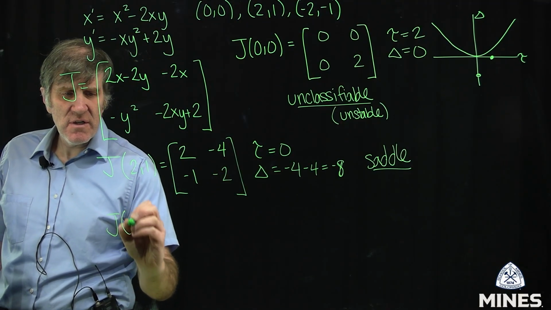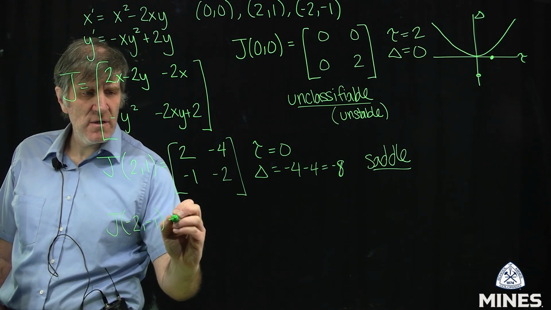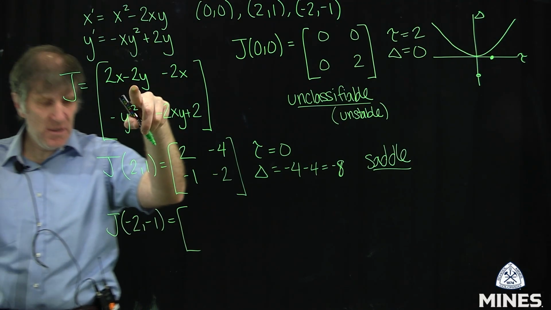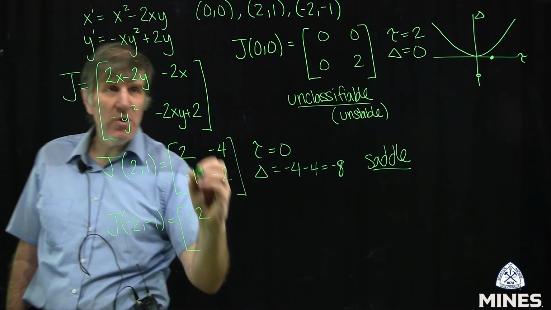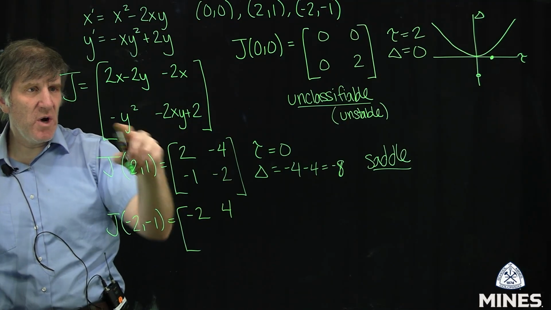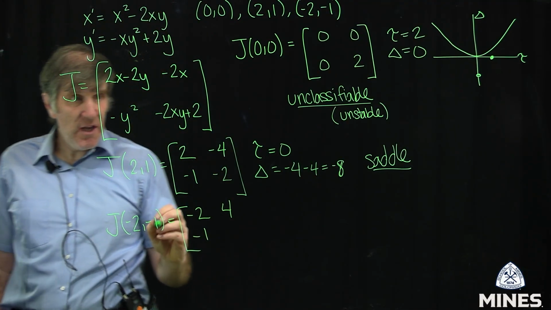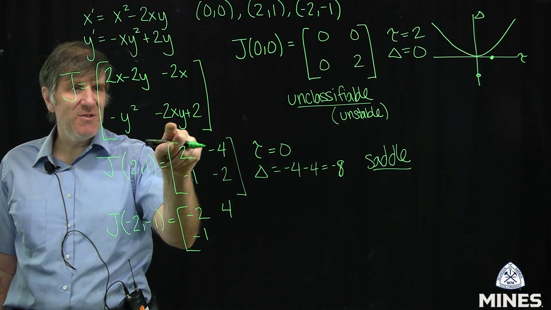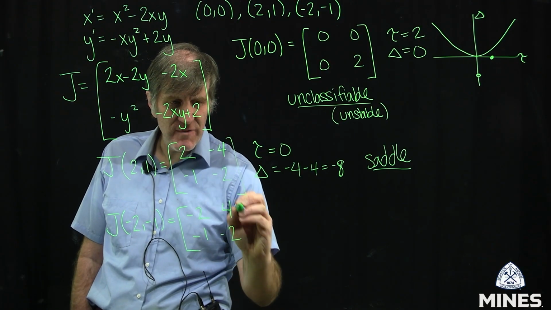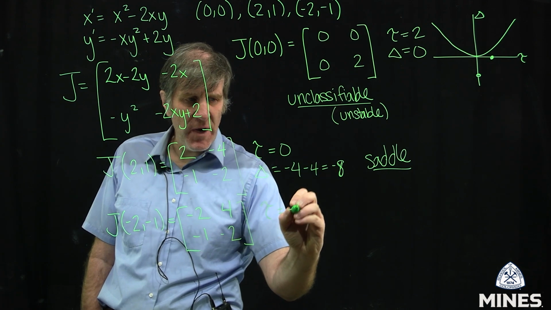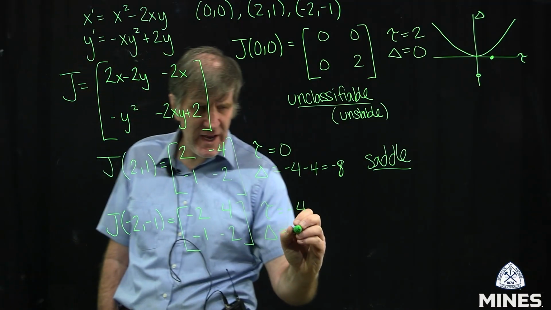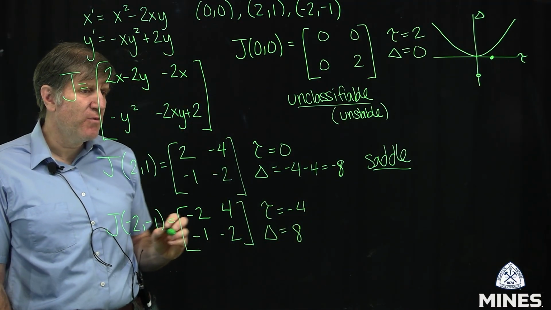There's one left, negative 2, negative 1. We put in x equals negative 2 and y equals negative 1. We are going to get negative 2 times negative 2, so this is a positive 4. Y is negative 1. Negative 1 squared is positive 1. And then this negative means negative 1 here. And finally, let's see, negative 2 times negative 2 times negative 1. It's going to be a negative 4 plus 2 is negative 2. So the trace is minus 4. The determinant is, looks like 4 minus the negative 4 is 8. So trace is negative 4, delta is 8.